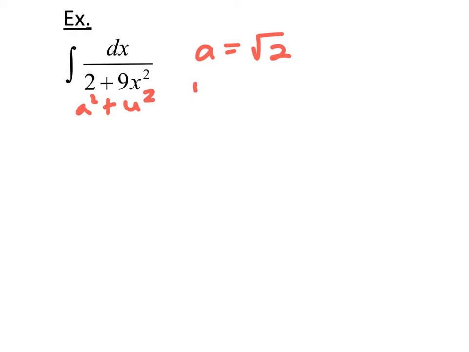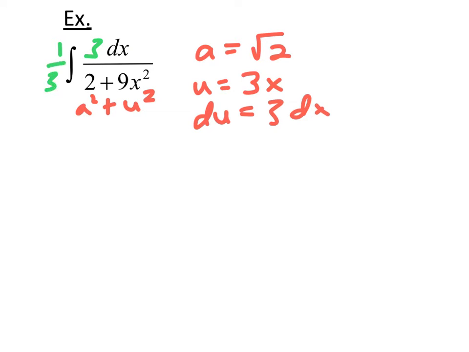U would be the root of 9x squared, which will go to 3x. But then because this is u substitution, I have to take the derivative of u to get du, which is 3dx. Now notice, in the original problem, I only have dx. I do not have that 3. So here's where I actually go into regular u substitution. I'm going to put in the 3 that I'm missing, divide by 3 on the outside.